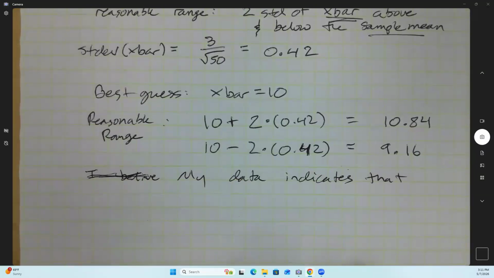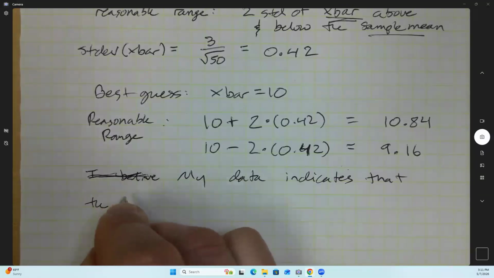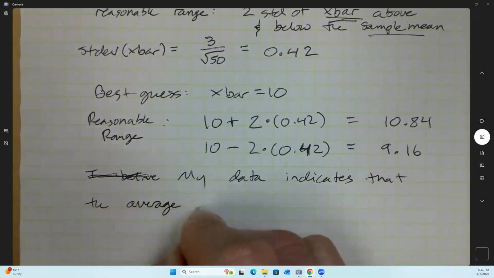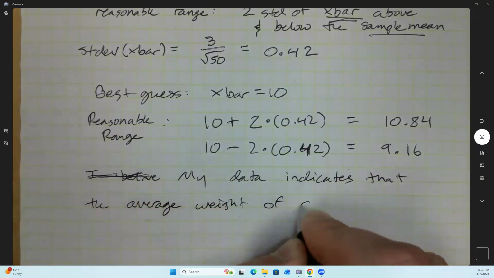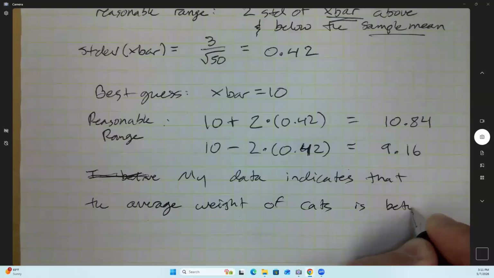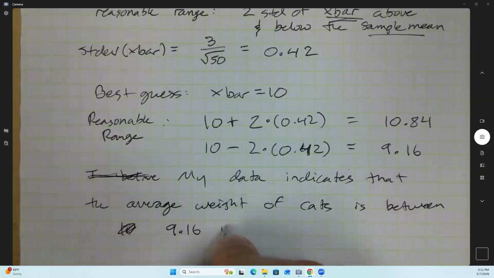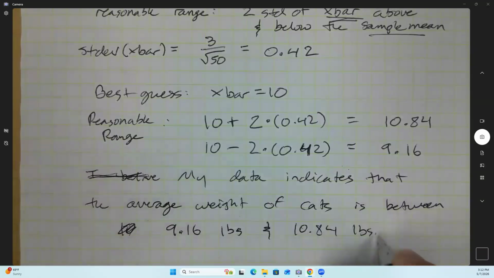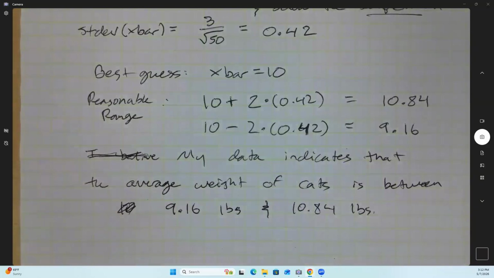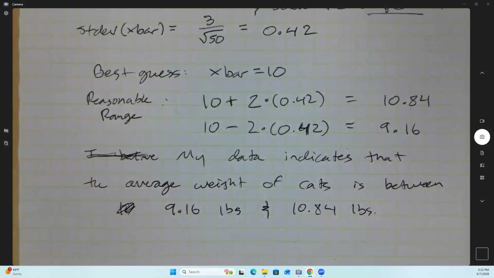And to put this in a conclusion, we would say my data indicates that the average weight of cats is between, let me start at the lower end, 9.16 pounds and 10.84 pounds. That's a pretty narrow range because we collected a lot of observations. And again, it shows the power of collecting data. If we just picked one cat, we could still say, I think that's probably what the average weight is, but we would have no confidence in that guess.